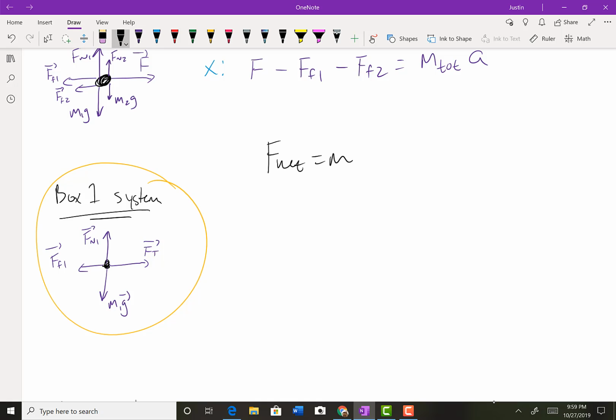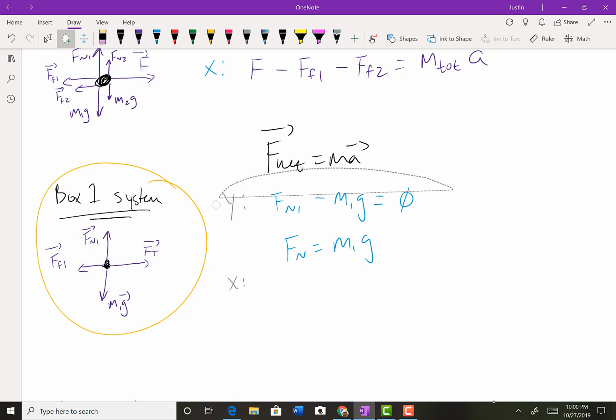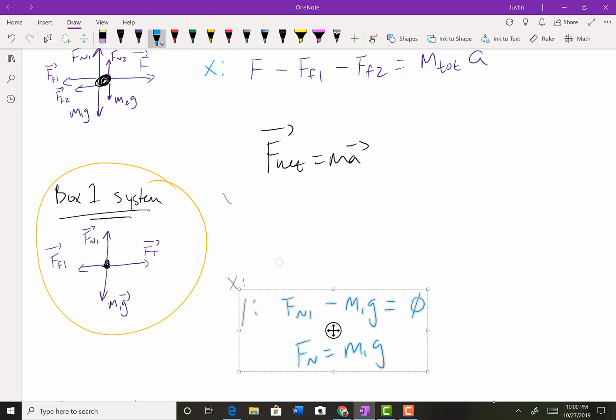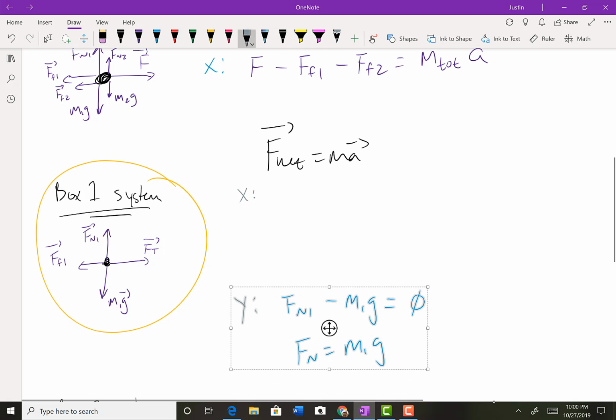So again, I'm going to apply the second law, F net equals ma. Let's do the vertical direction first, and the horizontal direction like this. So in the vertical direction, I'm going to get N1 minus m1g, and the acceleration in the vertical direction is going to be 0. So that basically tells me that the normal force is equal to m1g. You know what, we're going to flip these. I'm going to throw this down here, and this is going to go up here, because I know I'm going to use this again.